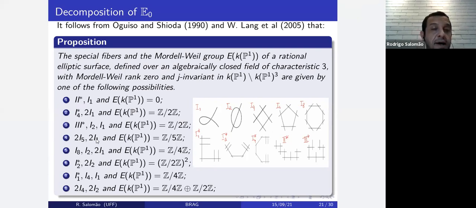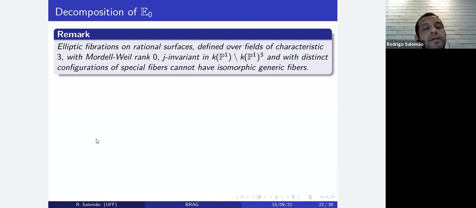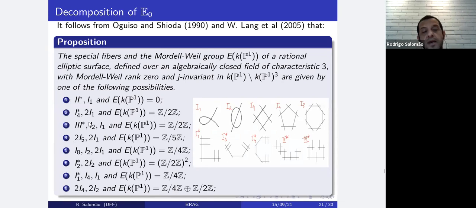So after having this characterization of possibilities for the special fibers, we will decompose as well the set E0 of fibrations by singular curves with Mordell-Weil rank 0. Okay, and we will use a remark for this purpose, and the remark is that elliptic fibrations on rational surfaces defined over fields of characteristic 3 with Mordell-Weil rank 0 and j-invariant not a cubic power and with distinct configurations of special fibers cannot have isomorphic generic fibers. So each possibility in this list, by this remark, will give one set again in the decomposition of the set E0.